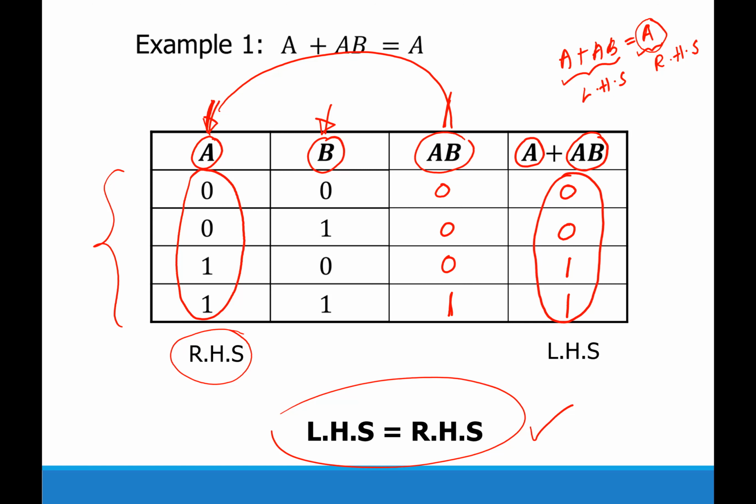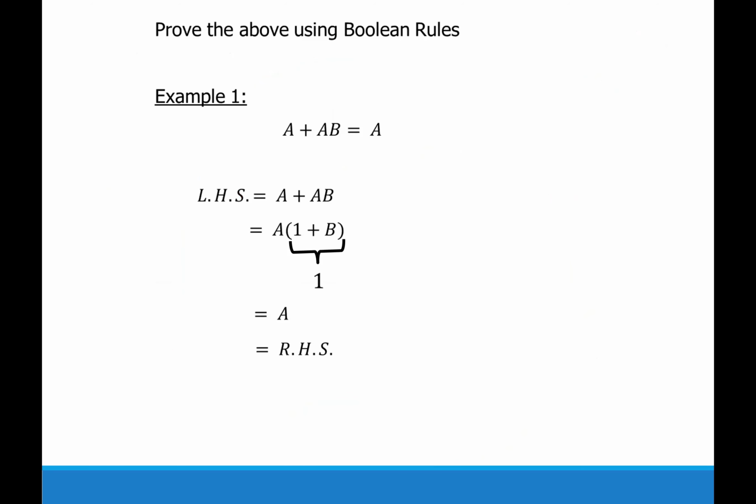So here we show that this equation is true for all possible input combinations. We showed that by using the truth table. That is only one method. So this is another method to show the validity of the Boolean expression.